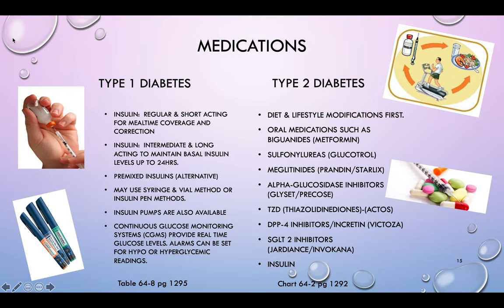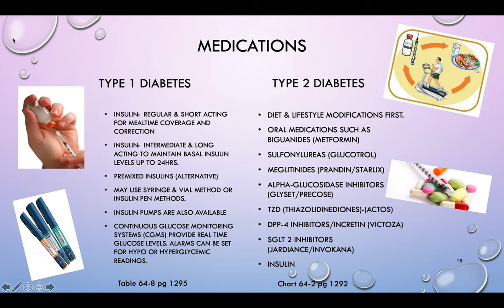Then for type 2, the first thing they try to do is diet and lifestyle changes. If you can get somebody to watch their carbohydrates, I'm not talking no carbohydrates here, but to watch their carbohydrates, we usually taught, your book's a little bit different in here, a minimum of 45 grams per each meal, men and women. And oh my gosh, I saw such a difference in that. So we fixed it to choices. We tried to make it as easy as possible.